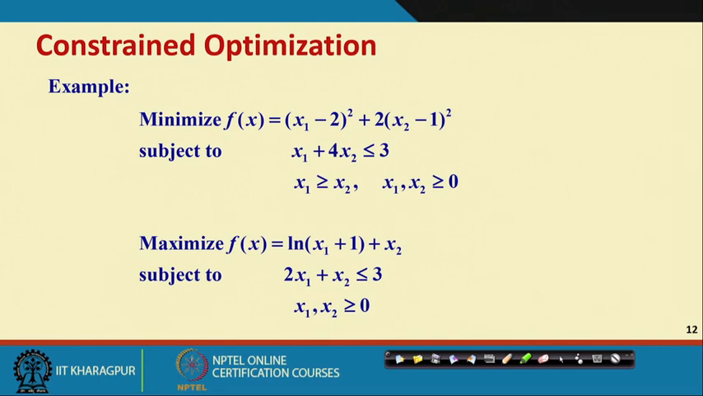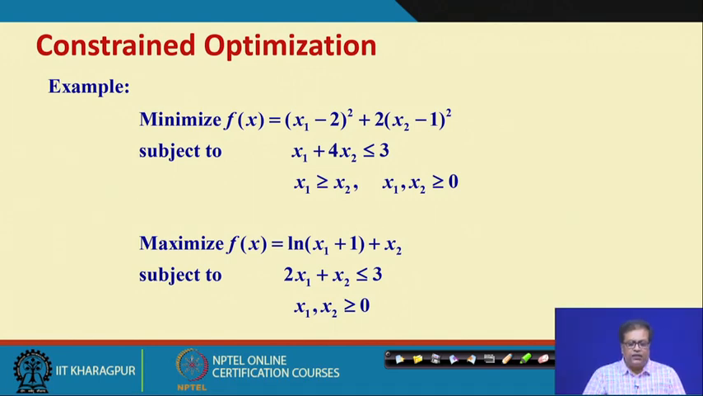These are other examples of constrained optimization problems. You can have a minimization problem where f(x) is (x1 - 2)^2 + 2(x2 - 1)^2 subject to certain constraints, or we can have a log function, ln(x1 + 1) + x2, subject to certain constraints. So, you can have several types of unconstrained and constrained problems.